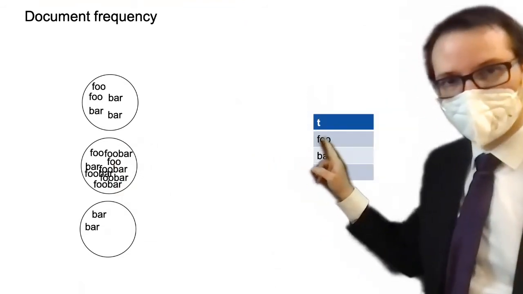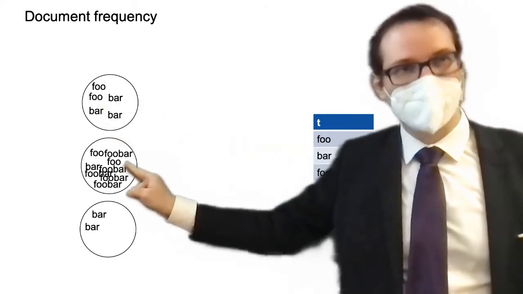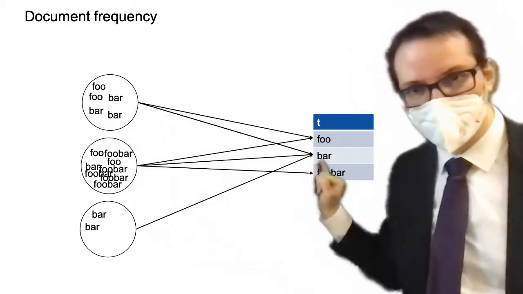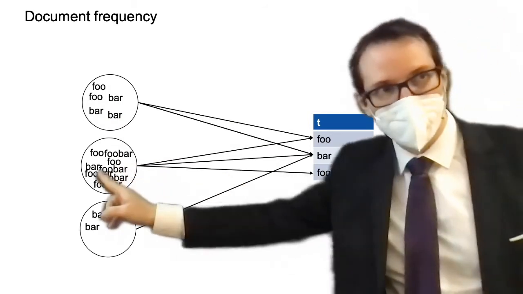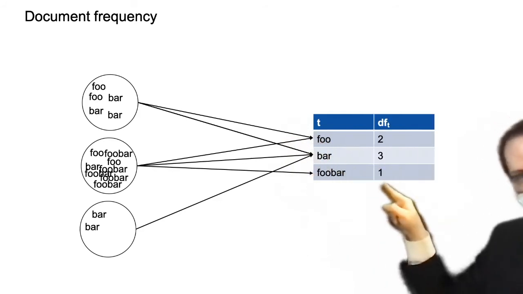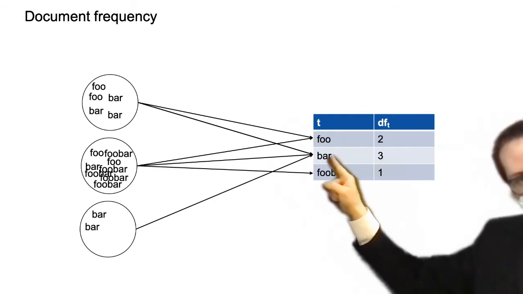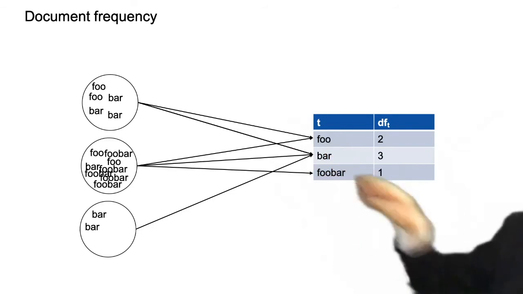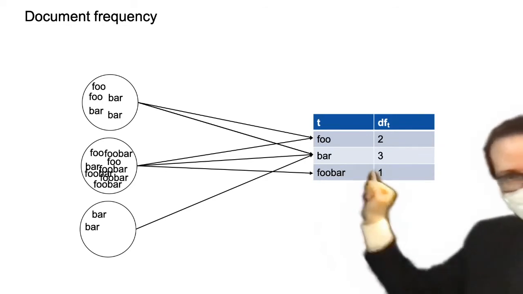So here, what is the document frequency of term foo? Well, it's here and it's here. So that gives us 2, right? So here I'm adding the arrows. Bar is everywhere, here, here, and here. Foo bar is only here. So if I count the number of incoming edges right there, I have 2, 3, and 1. That's the document frequency. Now this tells me something because foo bar is actually very rare, right, while bar is everywhere.